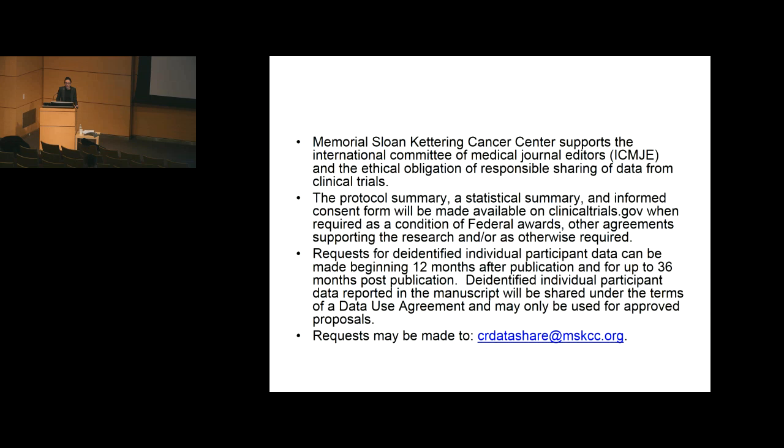So this is Memorial Sloan Kettering Cancer Center statement on data sharing, protocol summary, statistical summary, and informed consent. This is for clinical trials, will be available online. And requests for de-identified individual participant data can be made within this time frame.